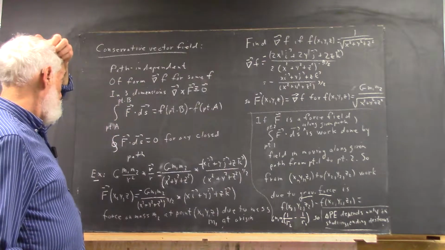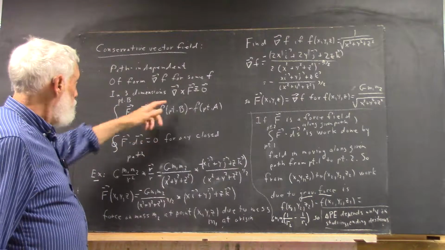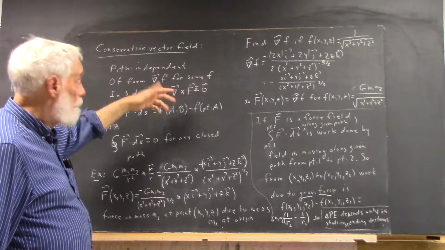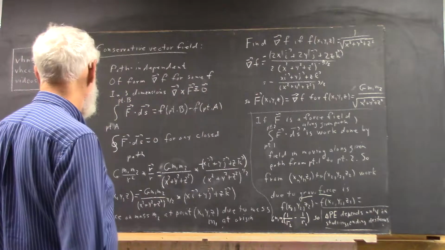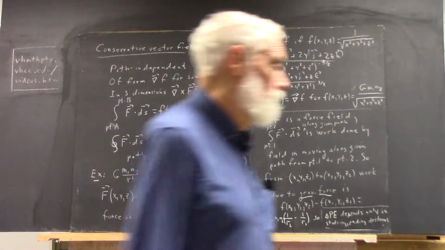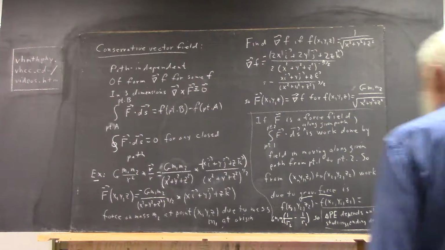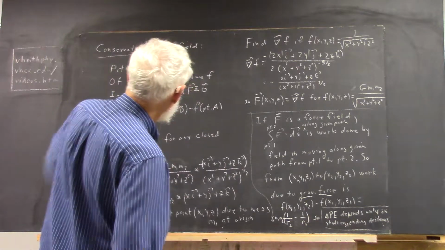In 3 dimensions, the curl, del cross F, is identically equal to the 0 vector. And when I say it's equal to the 0, I really should have said identically equal to the 0, which actually I did. Okay, there's 3 of them.